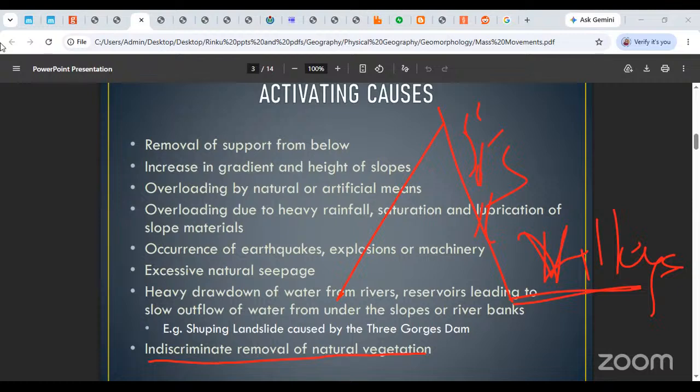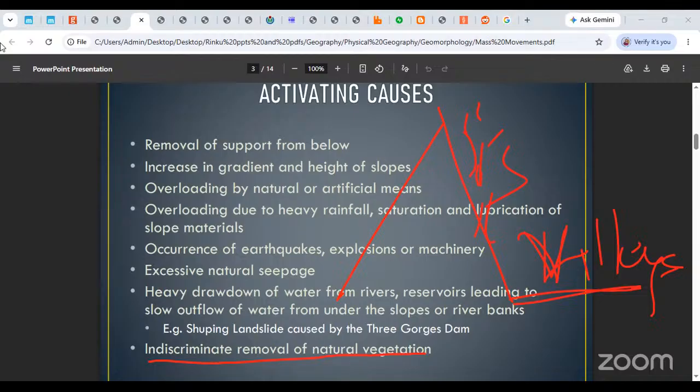Once you remove the trees, what happens? The soil becomes free to move down with the water, okay? So the moment that heavy precipitation happened, that entire mud was free to flow down slope and become part of that scary mud flow and bury the village, okay? Understood? So indiscriminate removal of natural vegetation is also going to be a reason for landslides or similar activities, or mass movements.